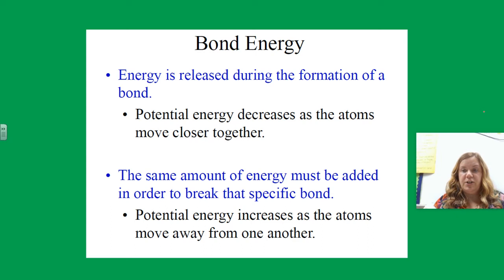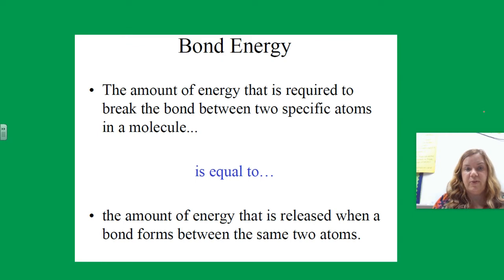So the binding energy that holds it together, you need basically that equal and opposite amount to actually break that specific bond. So therefore, your potential energy, as the atoms move away from one another, is going to increase because it's going to be actually easier to break those bonds as they move farther away from each other. So the amount of energy that's required to break the bond between two specific atoms in a molecule is the same as the amount of energy that's released.